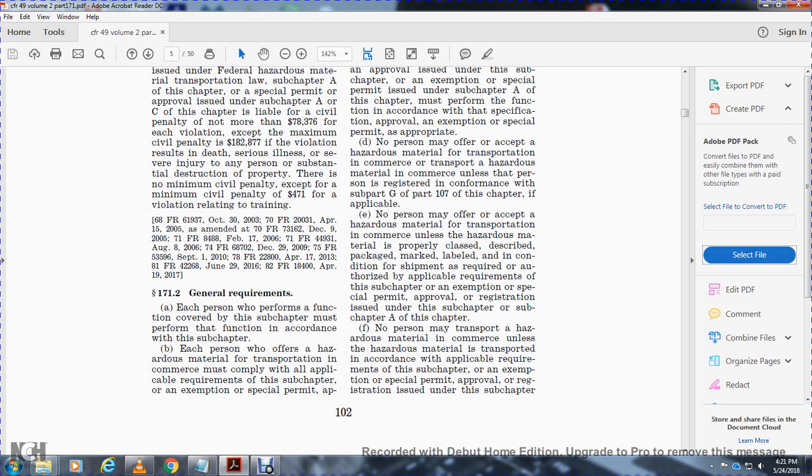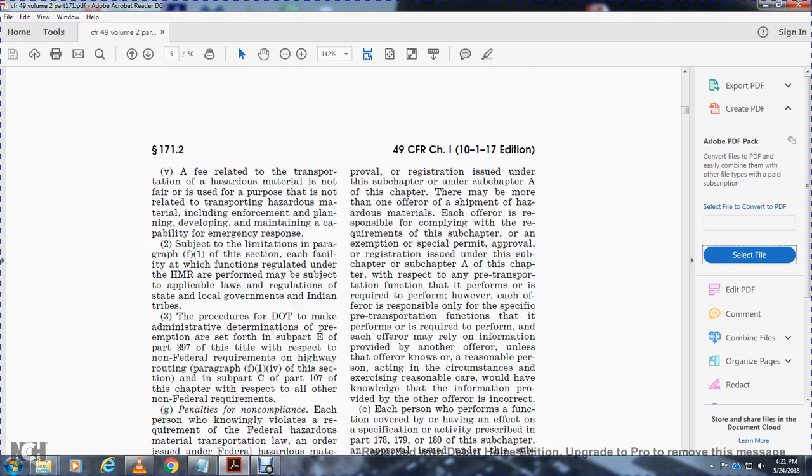171.2 General requirements. Each person who performs a function covered by this subchapter must perform that function according to this subchapter. Each person who offers hazardous material for transportation in commerce must comply with all applicable requirements of this subchapter, or an exemption, special permit, approval, or registration issued under subchapter A. But there may be no more than one offer of the shipment of the hazardous material.